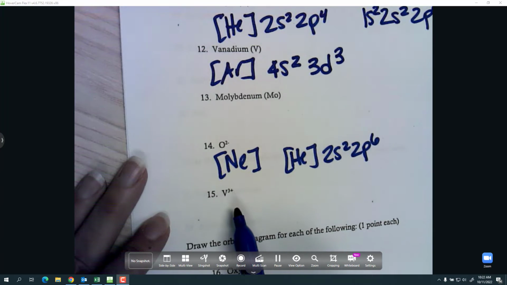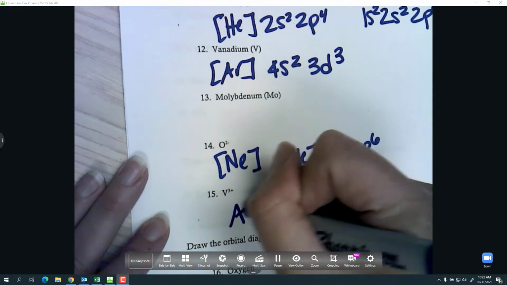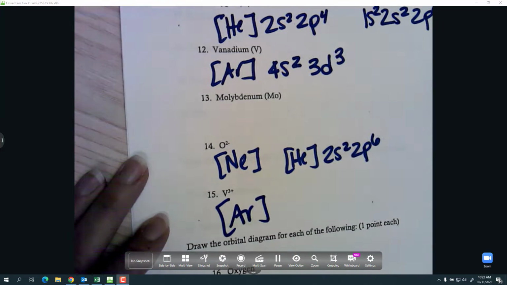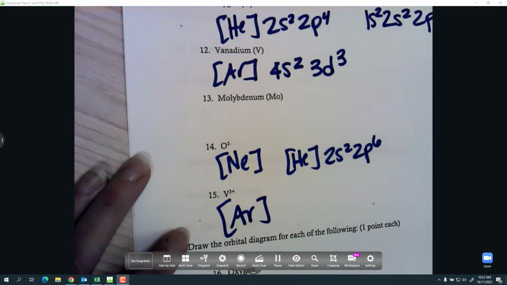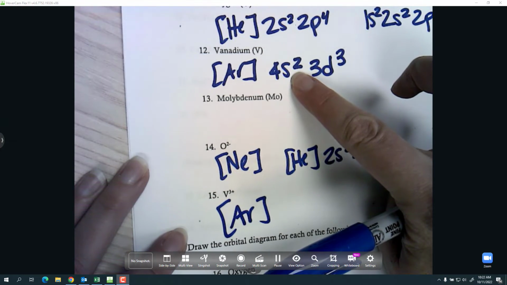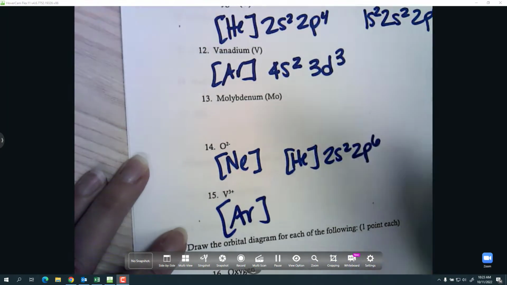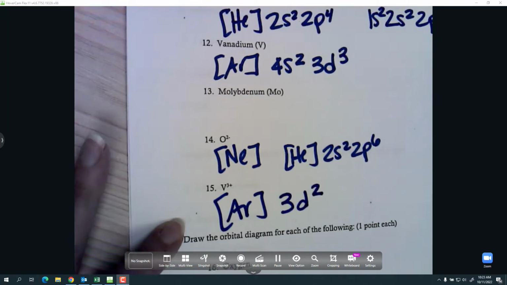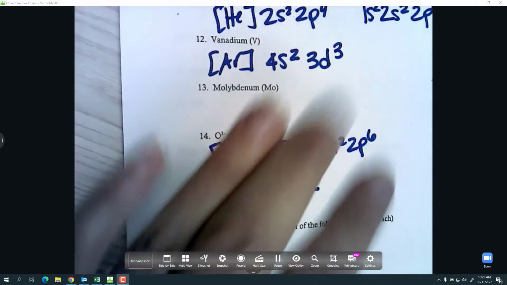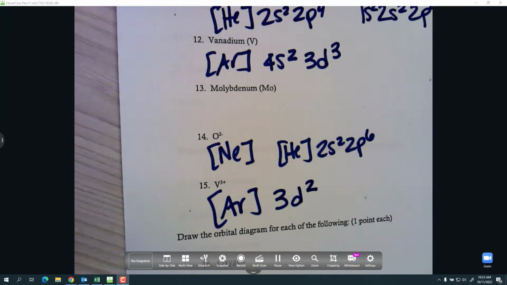Jumping down here to my ion of vanadium, it would be argon. And now I have to lose 3 electrons this time. And remember, for transition metals, they come from the S first. So my 2 S's would be gone, and 1 of my D's. All I would have left, I had 5, I took away 3, and they would both be D's.